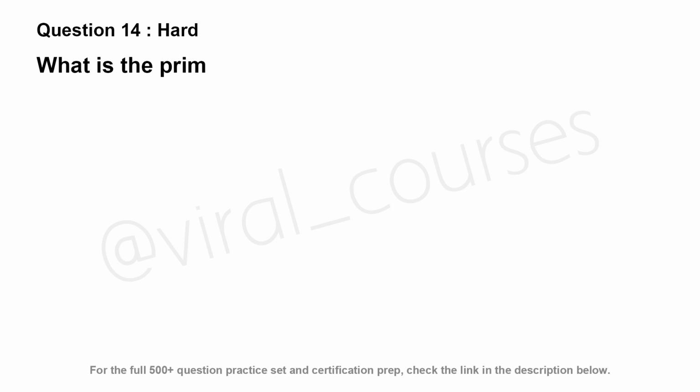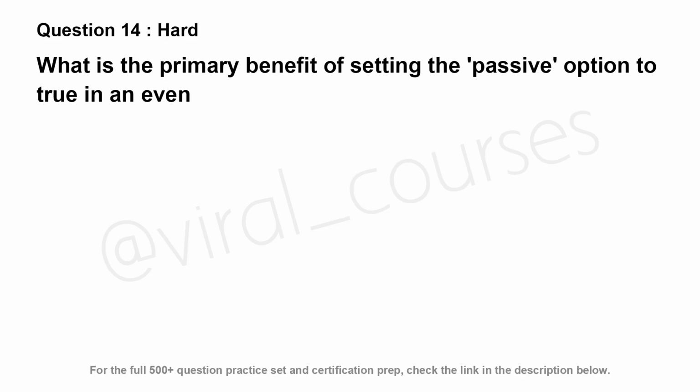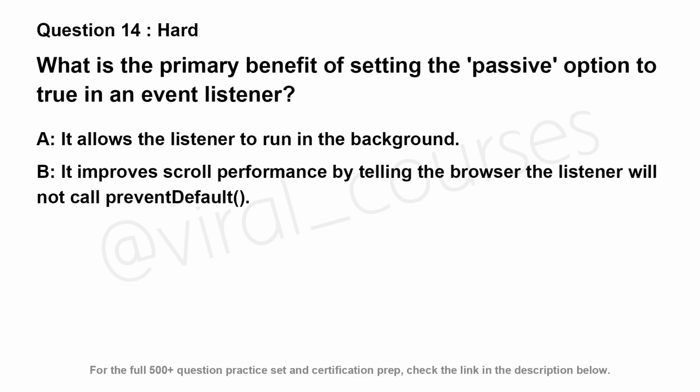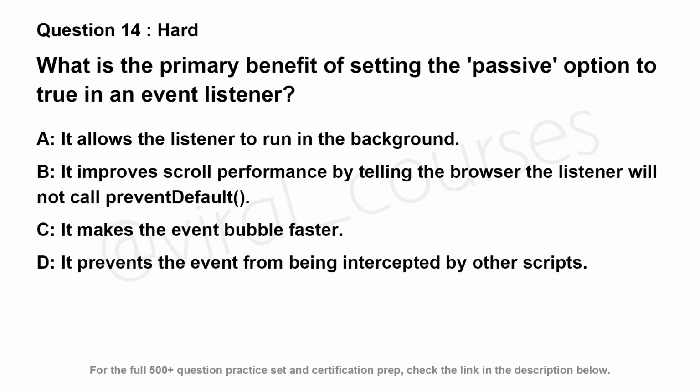What is the primary benefit of setting the passive option to true in an event listener? Option A, it allows the listener to run in the background. Option B, it improves scroll performance by telling the browser the listener will not call preventDefault. Option C, it makes the event bubble faster. Option D, it prevents the event from being intercepted by other scripts.